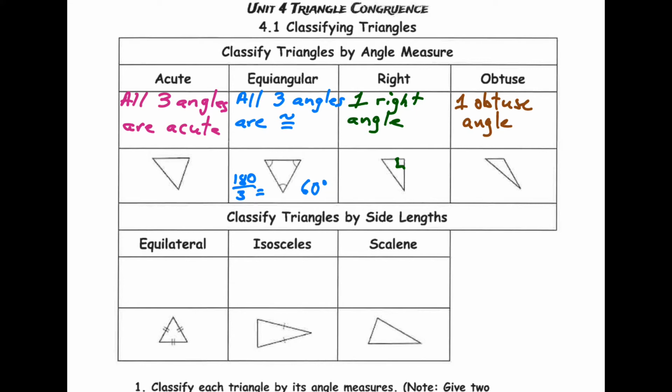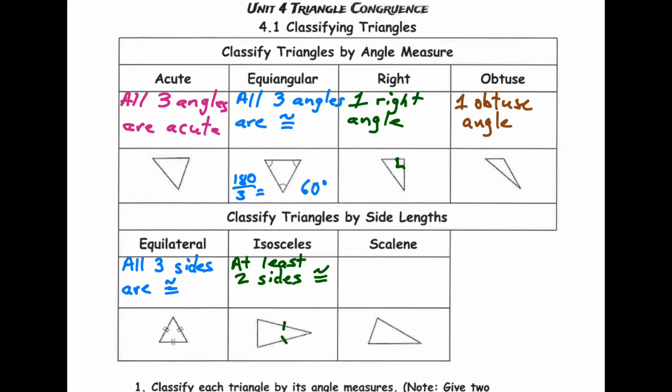We can also classify triangles by side length. So we have equilateral, isosceles, or scalene. All right, so just like equiangular means equal angles, equilateral means equal sides. So lateral is another word for a side. So all three sides are going to be congruent in these triangles. So an isosceles triangle, by definition, says that we have at least two sides congruent. And you can see the tick marks here in the picture. So that's going to be an isosceles triangle.